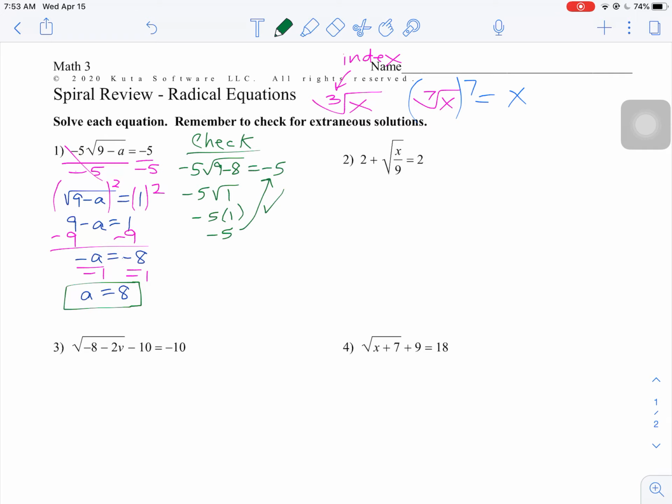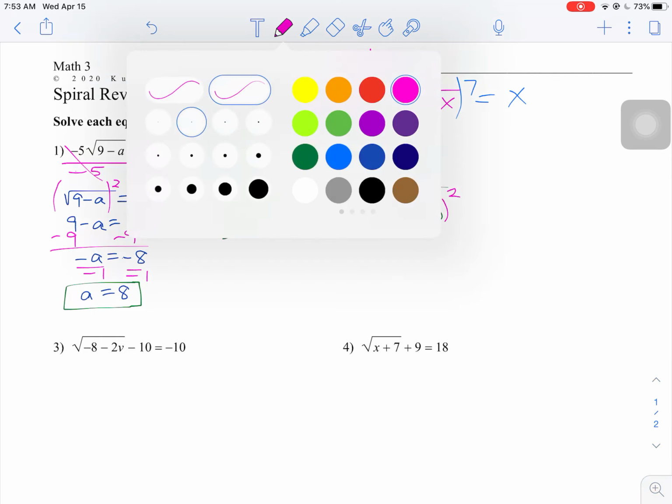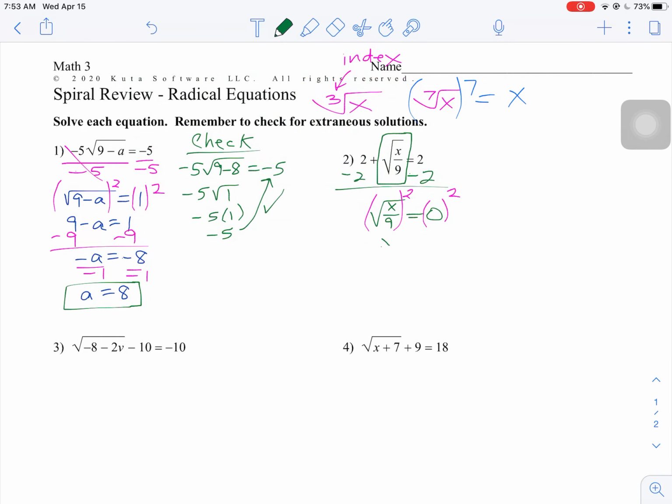On number 2, the part that we're trying to isolate, I'm boxing up right here in green. We have to get the square root all by itself. To undo addition, I'm going to subtract 2 from both sides of the equation. So then I'm getting square root of x over 9 equals 0, because 2 minus 2 is 0. Now that the radical is isolated, in order to undo a square root, we want to square both sides. So then we're left with x over 9 equals 0.